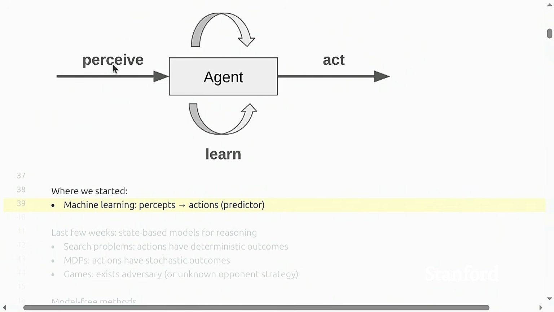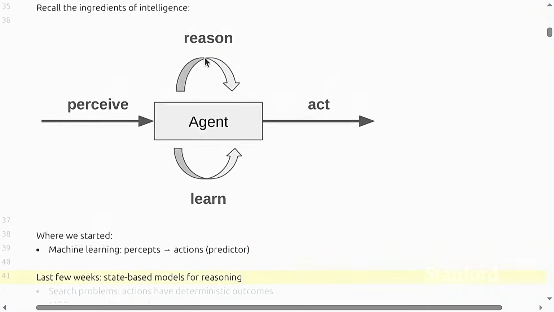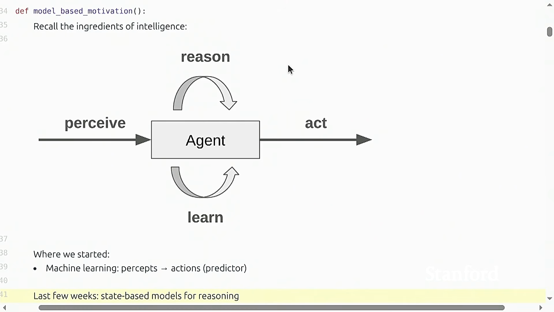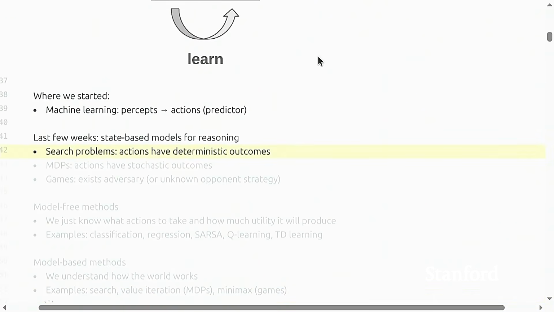And then over the last weeks or so, we looked at state-based models for reasoning. The idea is that agents, in order to be intelligent, can't just reactively predict based on the environment. They have to do some thinking or planning. Along these lines, we looked at search problems. These are models where the actions have deterministic consequences, so the agent can think about finding the minimum cost path.